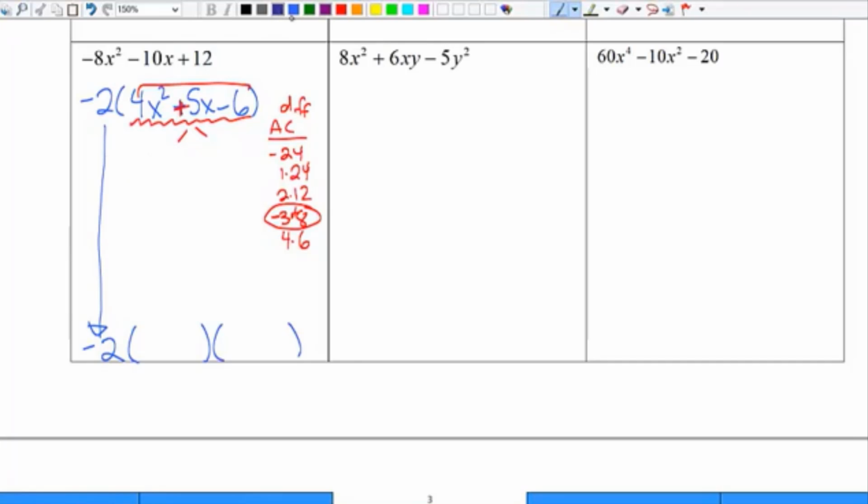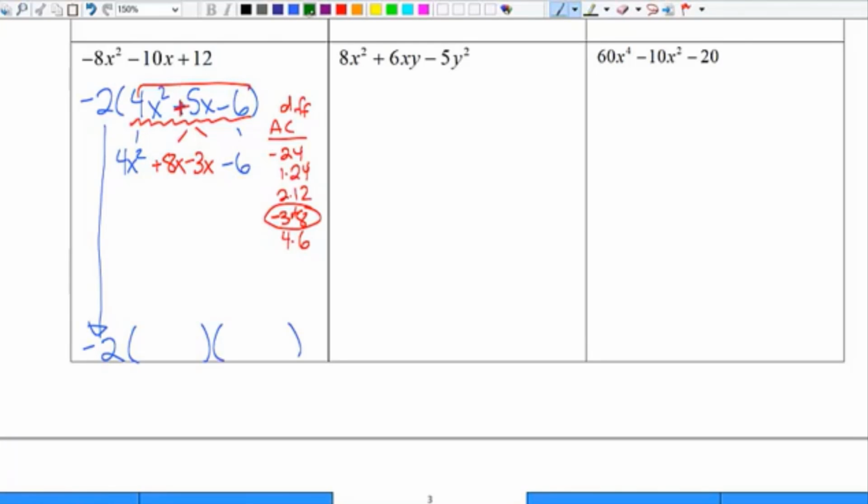So the 4x squared stays the same. Then I have negative 3x and positive 8x. Does it really matter the order? Not so much. I guess I'll go ahead and put positive 8x minus 3x. And then the minus 6 also comes down.